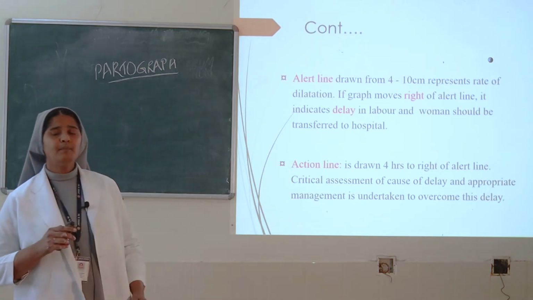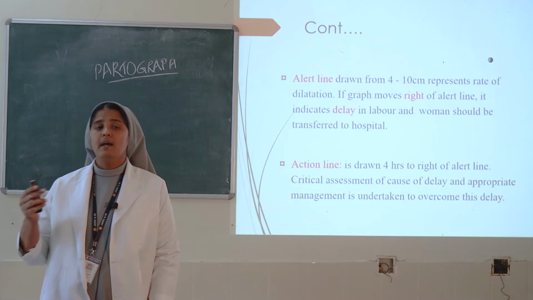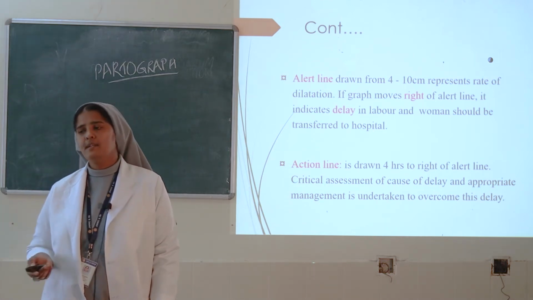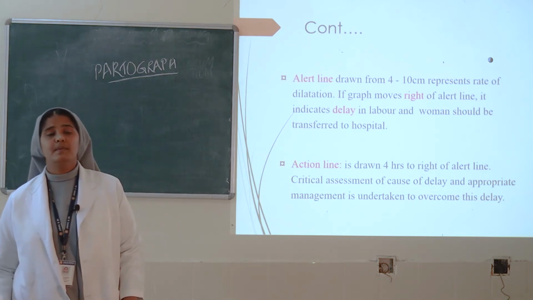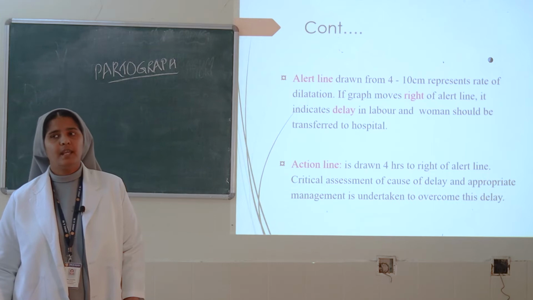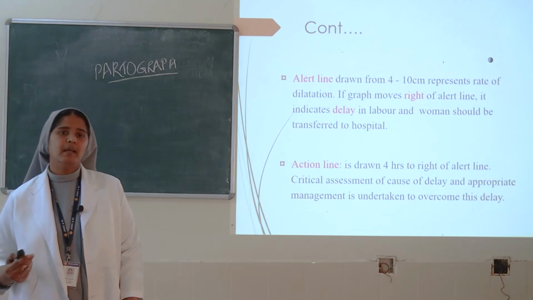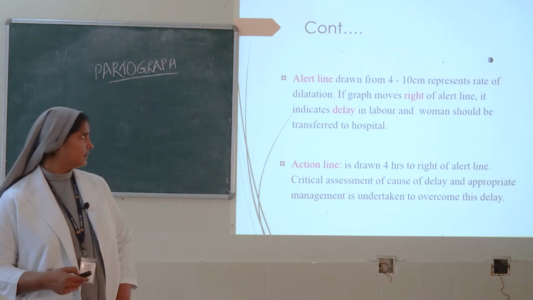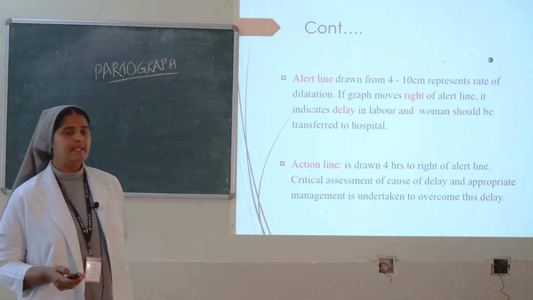When we plot the cervical dilatation, if the graph moves right of the alert line, it indicates the woman should be transferred to a tertiary care hospital. We should not keep the mother in the nursing homes. The mother needs some other management, so we can shift the mother to another tertiary care hospital. That is what the alert line says.